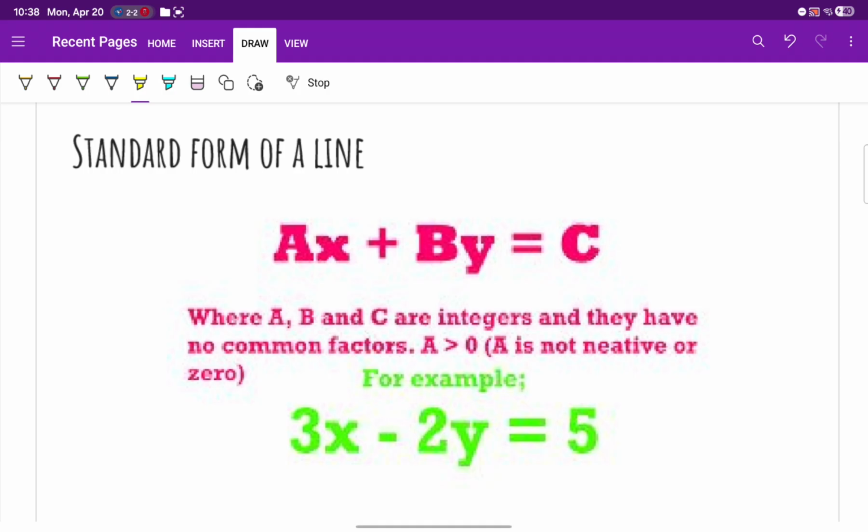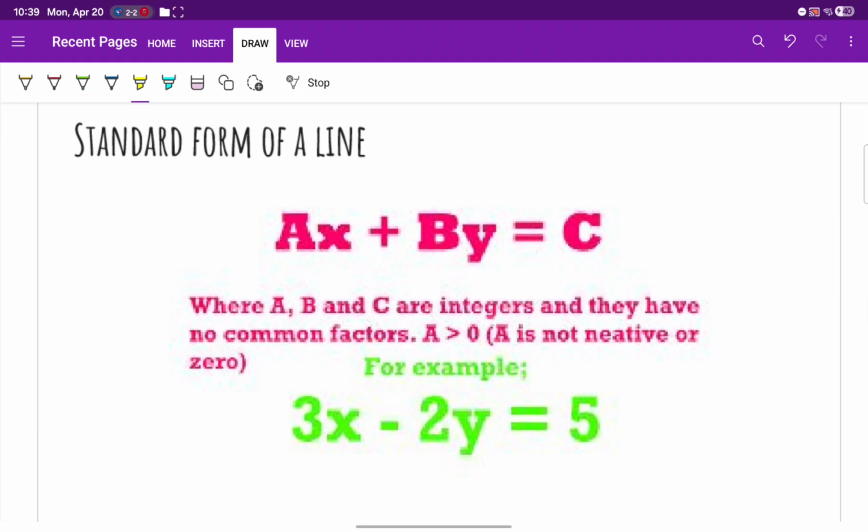So what I would like you to do in your notes is copy this information down. Standard form of a line says that ax plus by is equal to c, where a, b, and c are any integers and they have no common factors. A is always greater than 0, so a is not negative or 0. And there is an example for you. If you would like to pause this video to get a chance to write that down, that would be great. Otherwise, I am going to continue.